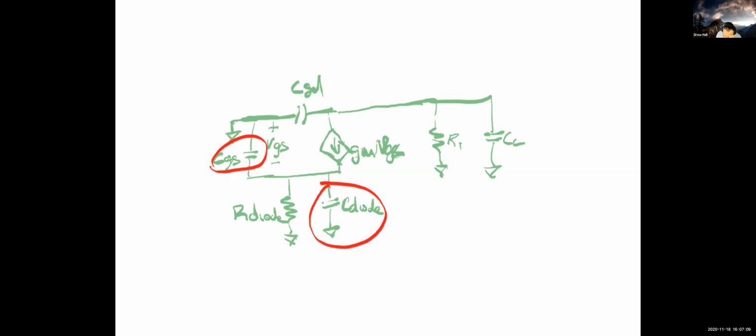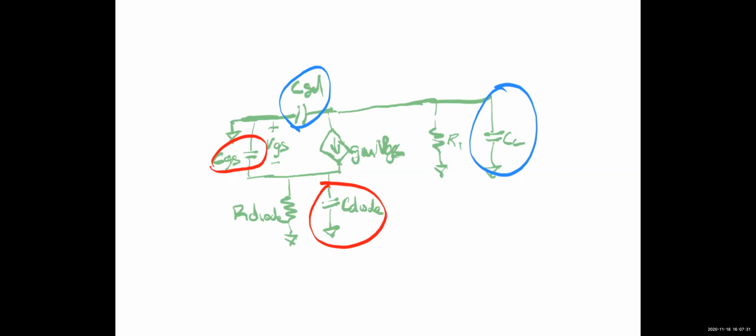The same is also true of CGD and CL. They're connected to ground and they're connected to the drain node. And so really we only have to do two time constants. Okay. Everybody see those two? Yes. Okay.